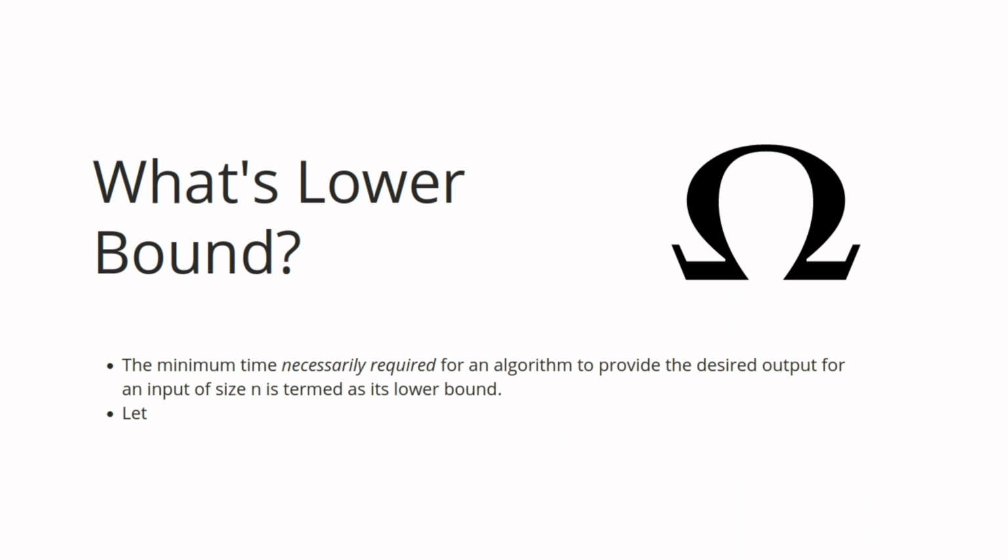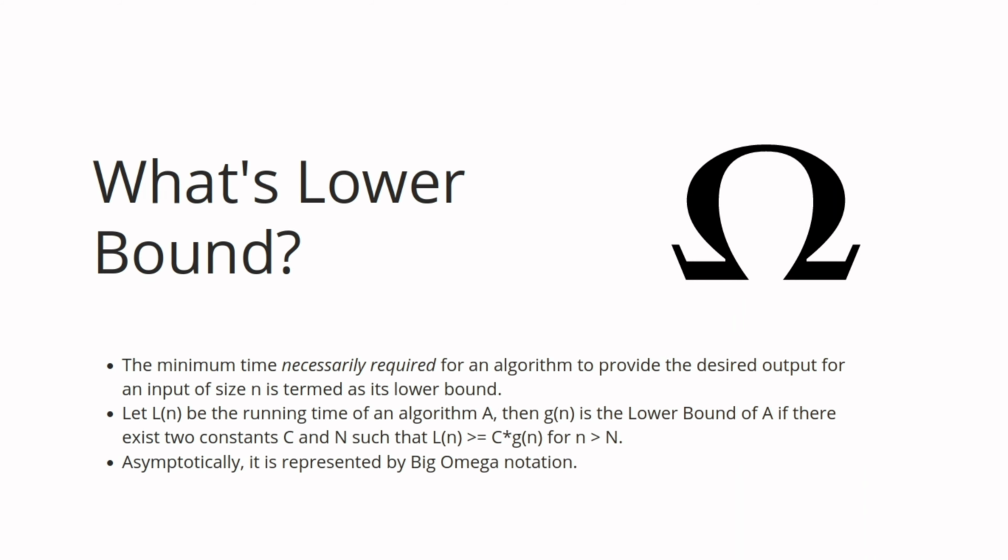Now you must be wondering, what is a lower bound? Well, lower bound can be defined as the minimum time necessarily required for an algorithm to produce the desired output for an input of size n.